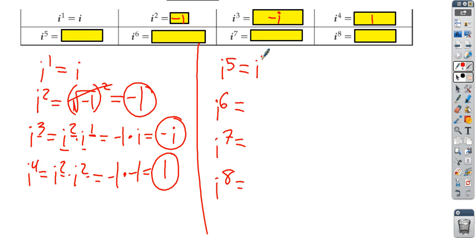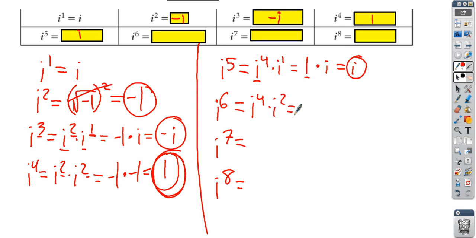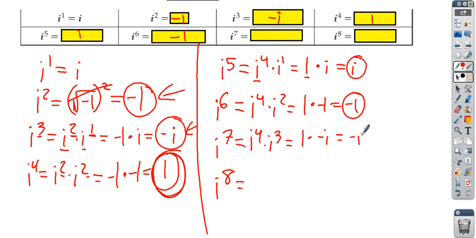i to the fifth can be written as i to the fourth times i to the first, and we just found i to the fourth down here. i to the fourth is 1, so that's the same as 1 times i, which is just i. Okay, i to the sixth is the same as i to the fourth times i squared. i to the fourth we already said is 1, and i squared is right here. 1 times -1, so that's -1. i to the seventh is the same as i to the fourth times i to the third, which is 1 times -i, so that's -i. And then finally i to the eighth is like i to the fourth times i to the fourth, which is 1 times 1.